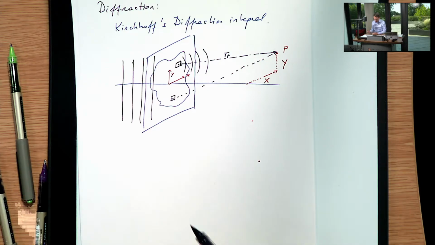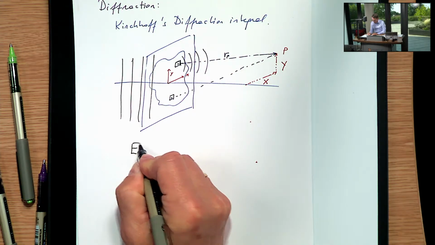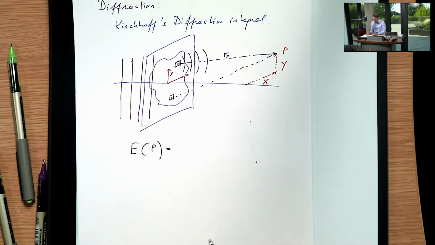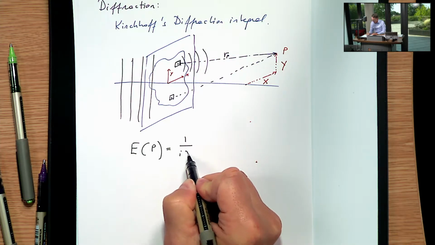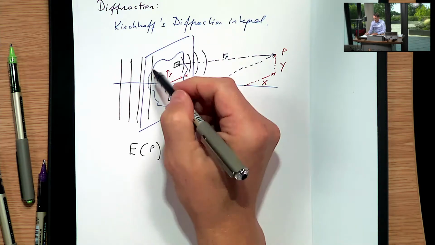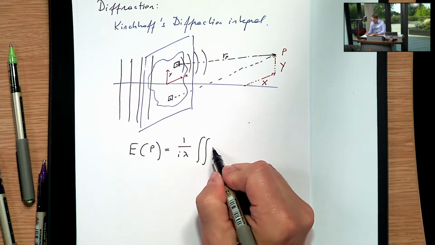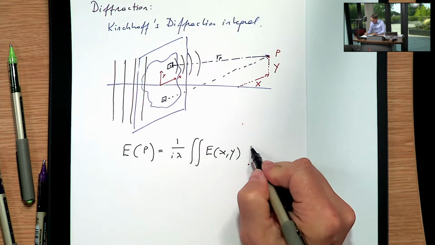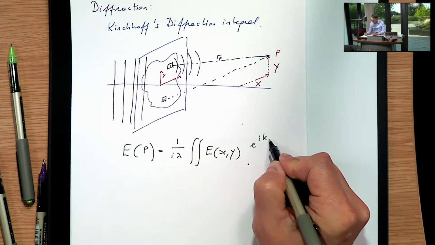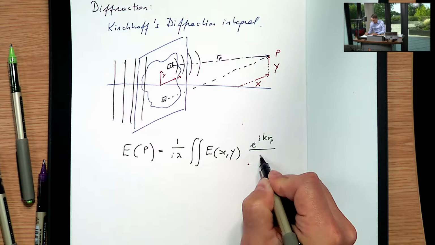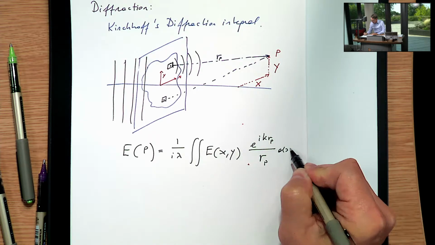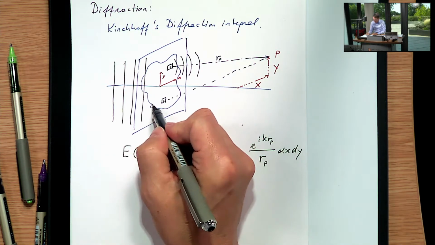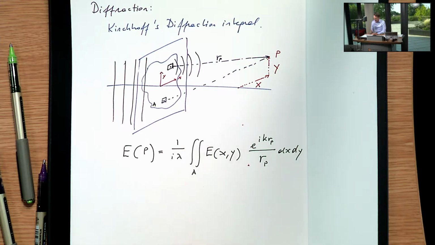So it's actually now easy to see what this looks like. The amplitude E at point P is given by, I'm just writing this down, a double integral because we have to integrate over this area here, E of x y times e to the i k rp divided by rp, dx dy. And so if this is the aperture A, we integrate over the entire aperture A.